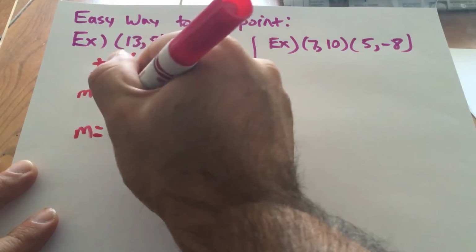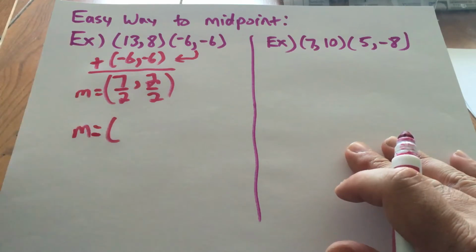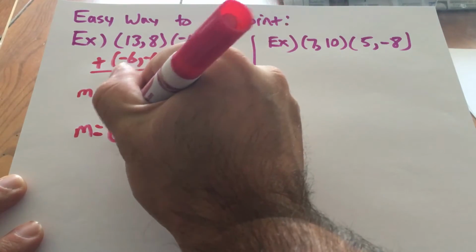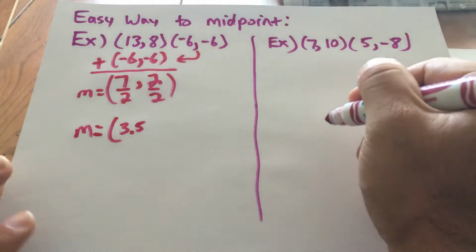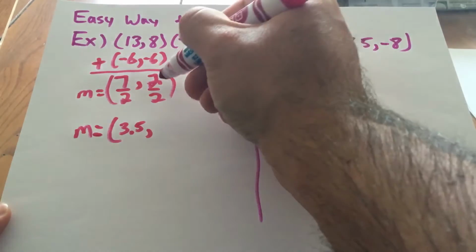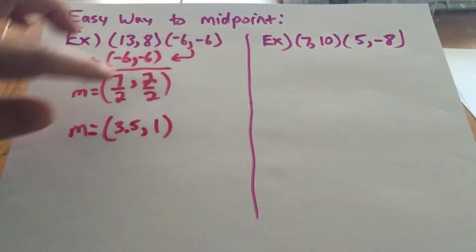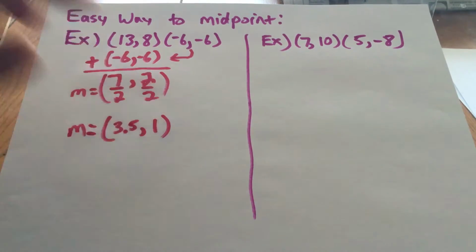Notice that you won't always get a nice whole number. This 7 divided by 2, you can leave it as the fraction 7 over 2. You can call it 3.5, whichever one you prefer, or whichever one the problem tells you to do. Sometimes they'll say leave it as a fraction. Sometimes they'll say give you a decimal answer. 2 divided by 2 is 1. So the midpoint between these 2 points is at the point 3.5, 1.